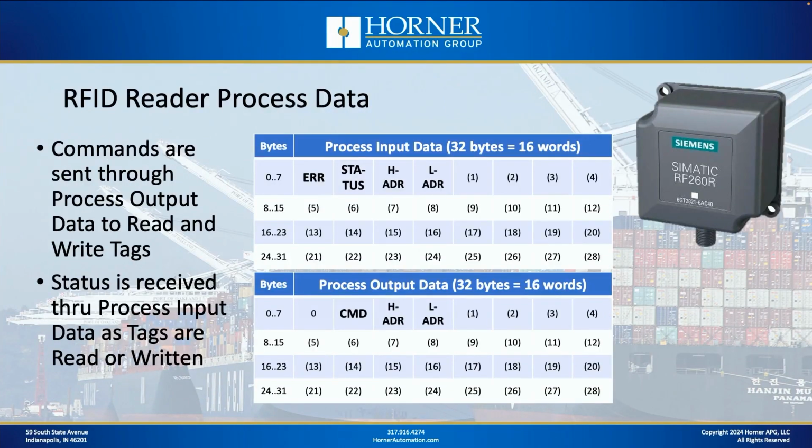Okay, now, again, all the work in the application really is in manipulating that process data, the process input data, and there's 16 words of that coming from the reader through the IO-Link master into the Horner OCS, and then there's 16 bytes going the other direction from the Horner OCS through the master to the RFID reader. So that's really where all the work is done.